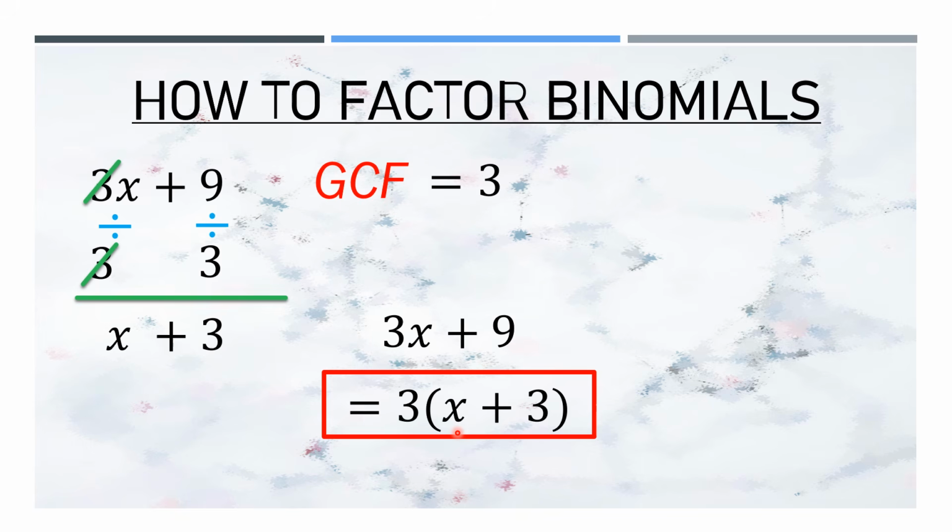Again, saan natin nakuha yung x plus 3? Yung x nakuha natin sa pagdi-divide ng 3x sa 3. And then, yung 3 or positive 3, nakuha natin siya sa pagdi-divide ng 9 sa 3. So, the factors of 3x plus 9 is 3 times the quantity of x plus 3. So, that is the answer.